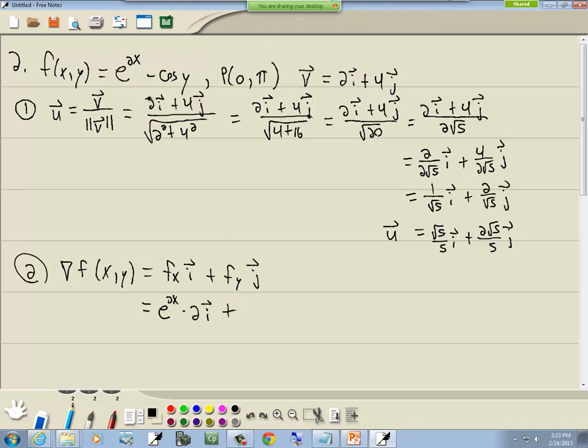Now, the partial with respect to y. The e to the 2x drops away because there is no y there. Minus, and then the derivative of cosine is negative sine, j. Which gives us 2e to the 2x i plus sine y j.